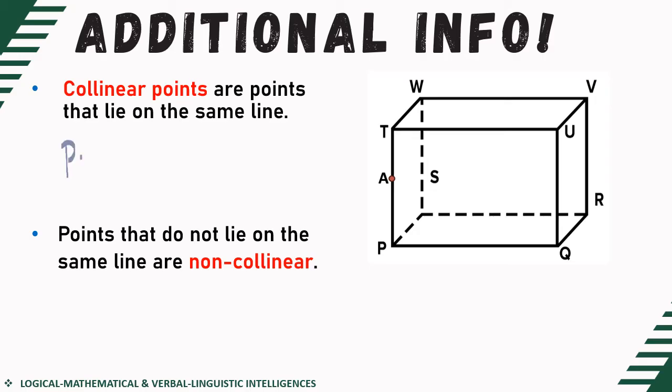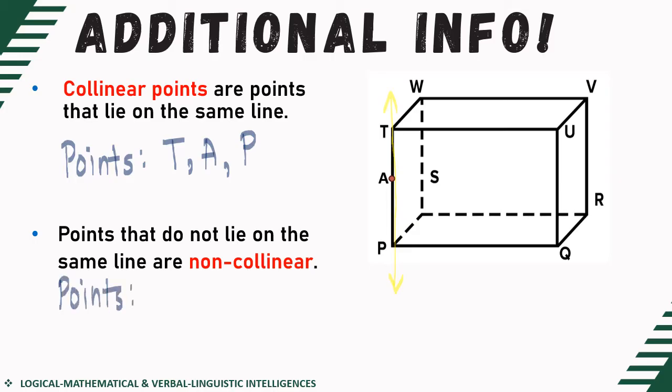let's talk about points. So you have an example for collinear points, let's say point T, point A, and then point P. These are considered collinear points because, as you can see, we can find these points in just one line only.